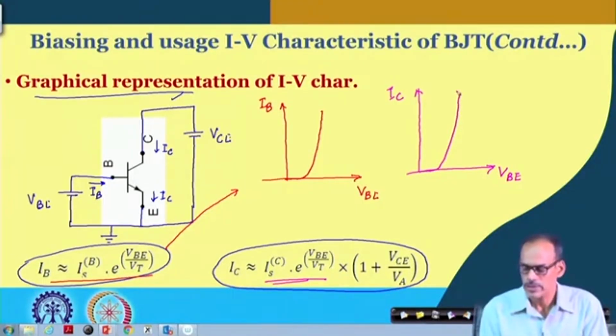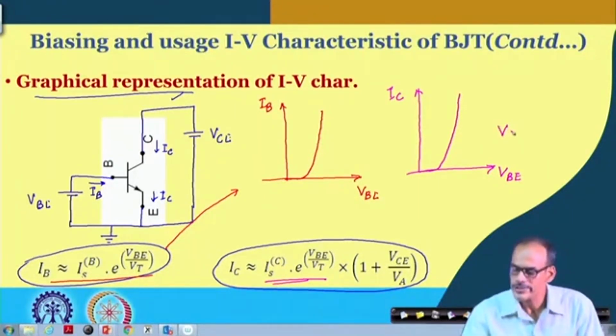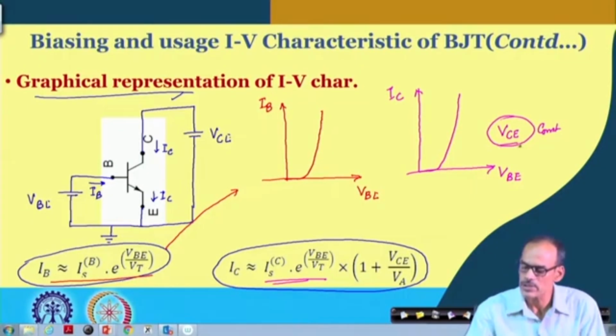The nature of the two curves are essentially, I should say, quote unquote identical, assuming VCE is sufficiently high and we assume that this is remaining constant. So, quote unquote constant. In fact, even if VCE is changing, since this part is very small, in other words you can say that this Early voltage is very high, making this part practically approximately 1. So, even if VCE is changing, this exponential nature of the collector current on VBE is still valid.